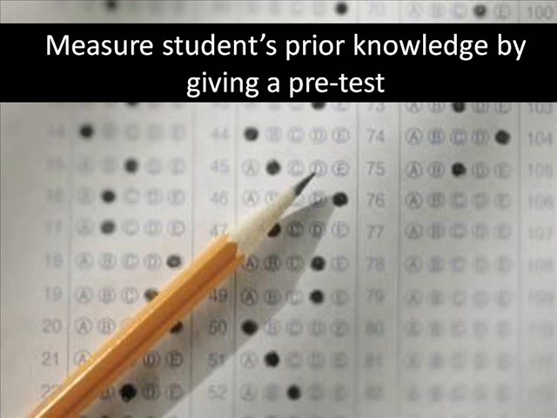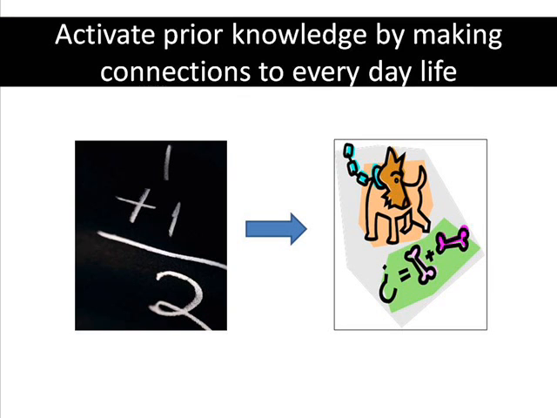Once you have measured prior knowledge, your next step is to activate prior knowledge that is accurate or correct. There are many ways to activate a student's prior knowledge, such as using analogies to everyday life, or relating the new material back to the foundational principles. Instead of just teaching that 1 + 1 = 2, you can relate it back to a real-life scenario. For example, Fido has one bone, and you give him another bone. How many bones does Fido have? 2. And that concludes the section on how prior knowledge can help or hinder learning.